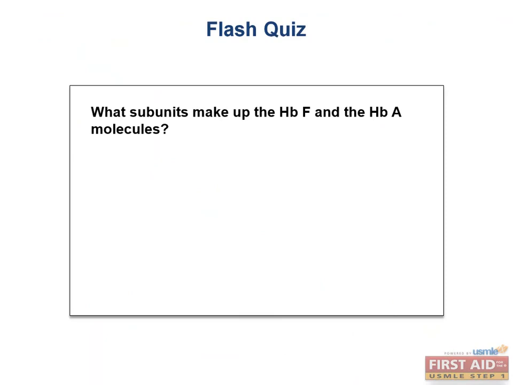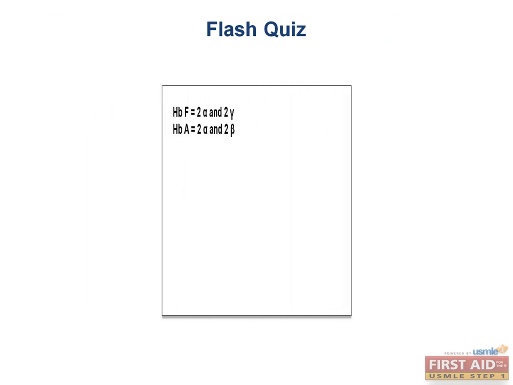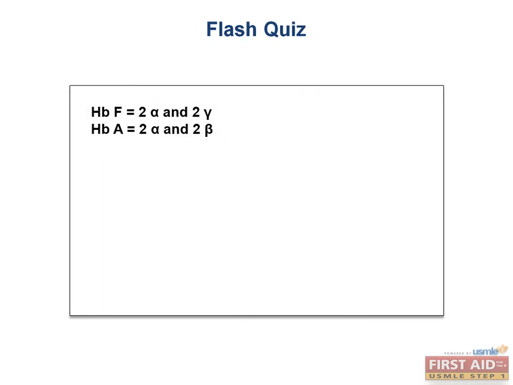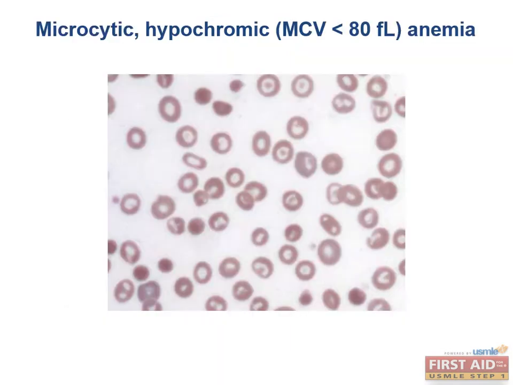What subunits make up the hemoglobin F and hemoglobin A molecules? Well, hemoglobin F is made up of 2 alpha and 2 gamma globin chains, and hemoglobin A is made up of 2 alpha and 2 beta globin chains. Now let's consider that you were given a patient under 50 years old who has melena and iron deficiency anemia. What do you think is the most common cause of this condition?